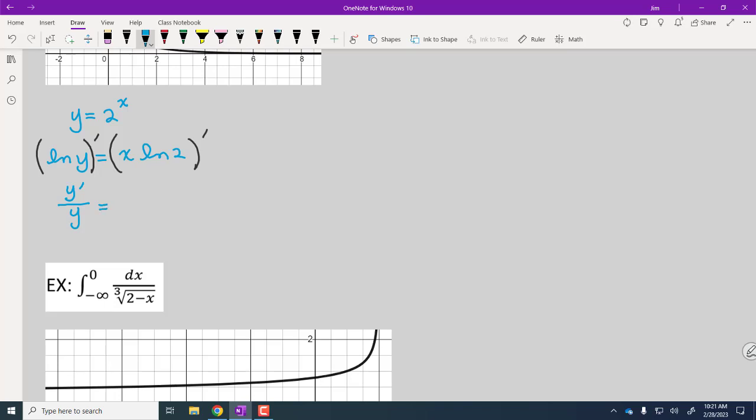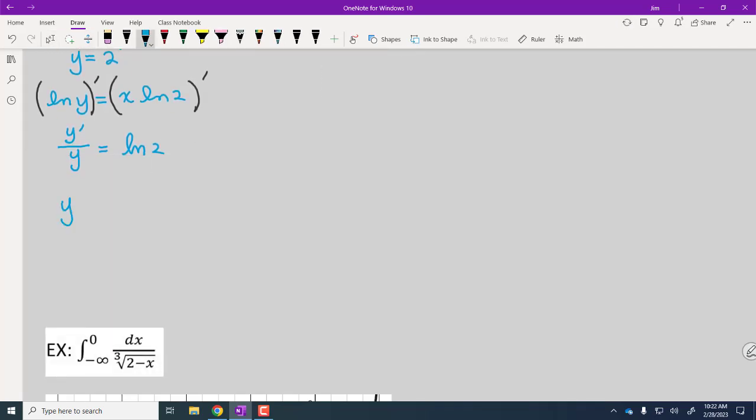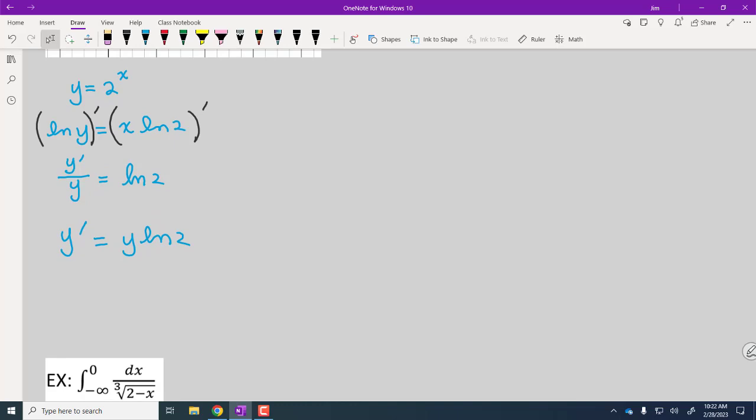And what is the derivative on the right-hand side? Derivative is natural log of 2. Right? It's just a linear function of x. It's a constant times x. If somebody said, what's the derivative of 4x? You'd say 4. Derivative of natural log of 2 times x? Natural log of 2. Right? That's just a linear function of x. So the derivative is the coefficient. And then we isolate the y prime, since that's what we're trying to find. So y prime is equal to y times natural log of 2. Well, what's y? 2 to the x.